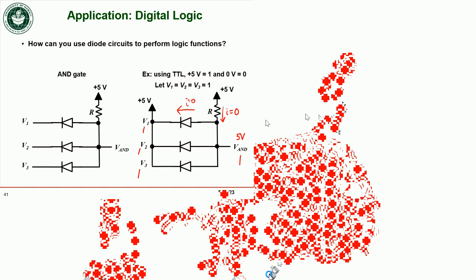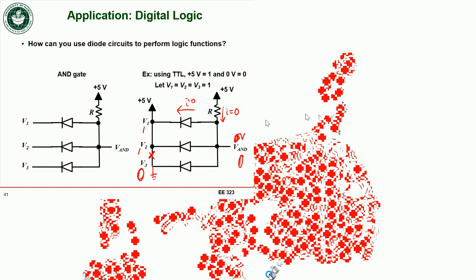Okay, now let's make V1 and V2 equal to 1. I'm going to disconnect V3 from that node, and I'll make it go to ground. Okay, so V3 is now going to be an input of 0. Okay, what do I expect my AND output will be? 0, because my inputs are 1, 1, and 0, so my AND output should be 0. Okay, so that should be 0 volts.